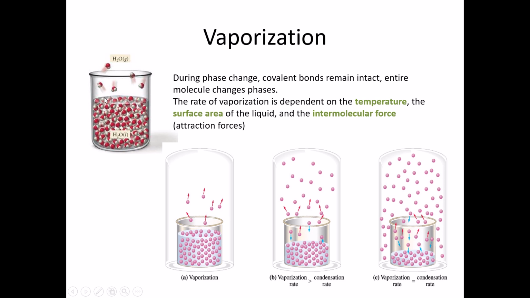Now the molecules on the surface have less attractive energy based on having less neighbors. So therefore less energy is required to vaporize those liquid molecules on the surface. So only molecules on the surface get vaporized. So the rate of vaporization is then dependent upon the surface area of the liquid, if only those surface molecules can vaporize. It's also dependent upon intermolecular force, because this tells us how much energy we need in order to vaporize the molecule. The stronger the force, the more energy is going to be required.